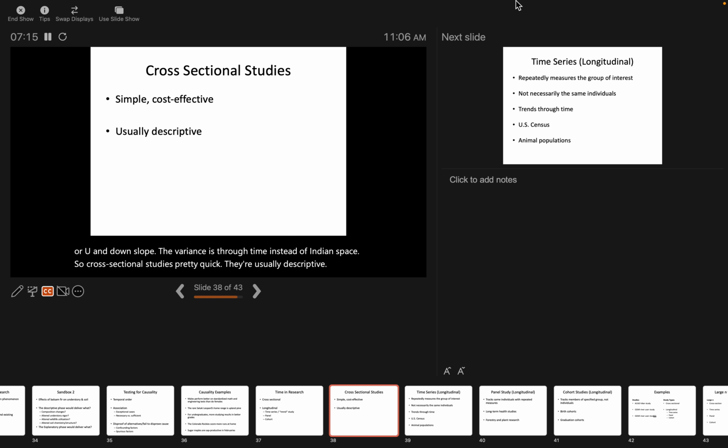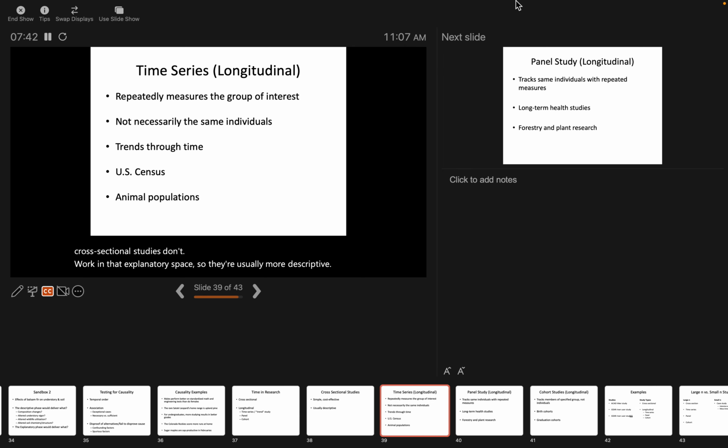Because an explanatory study needs an input to happen before, like the process starts and then modifies the phenomenon, creates whatever the outputs are. A cross-sectional study, because processes can't happen instantaneously, cross-sectional studies don't work well in that explanatory space, so they're usually more descriptive in that way.